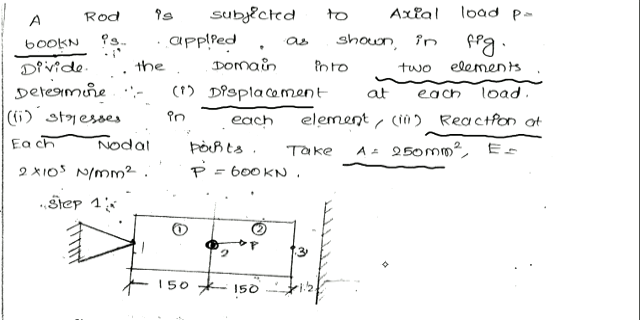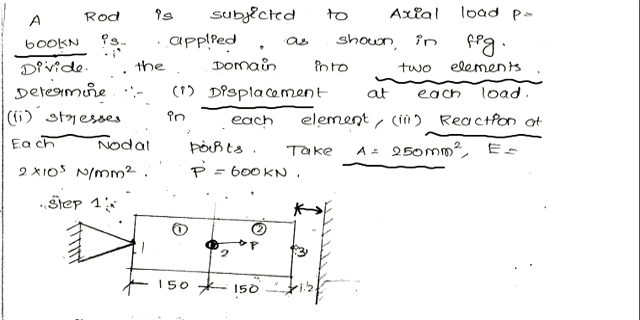Take A equal to 250 millimeter square and E equal to 2 into 10 power 5 Newton per millimeter square and P equal to 600 kilonewton. Okay. So the beauty of this problem is that at the other end, on the right side, there is a fixed support having some gap here. Okay, this gap is given and the value is mentioned as 1.2.